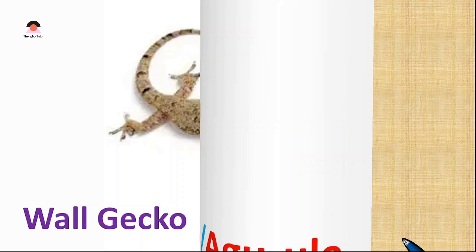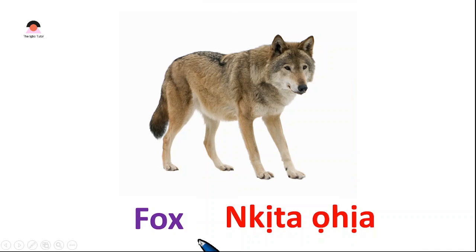We move on to big land animals. What is the first one we're considering here? Fox. Fox is called nkita ohia. Nkita is dog. Ohia is bush. So this is bush dog. But there is another type of a dog in the bush.